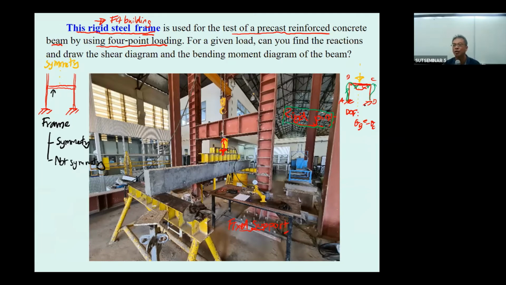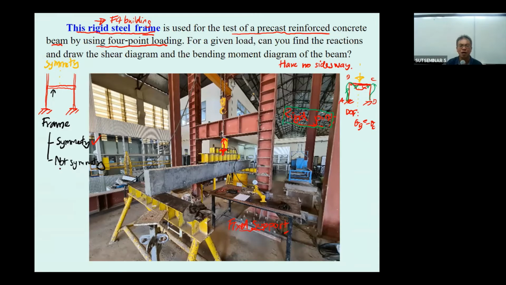We will be talking about this frame later. This kind of frame, which has symmetry, has no sidesway. And the analysis of this frame will be very similar to the analysis of the beam.